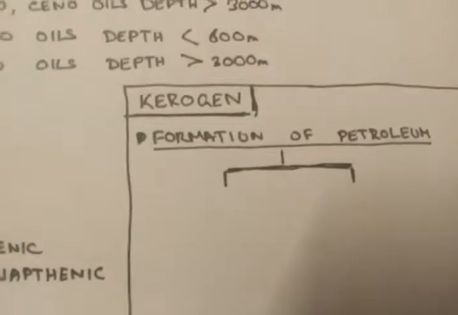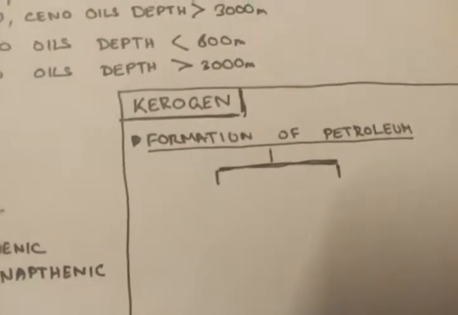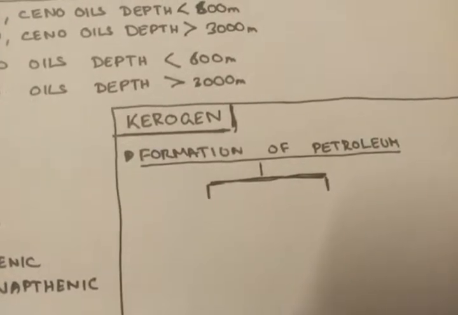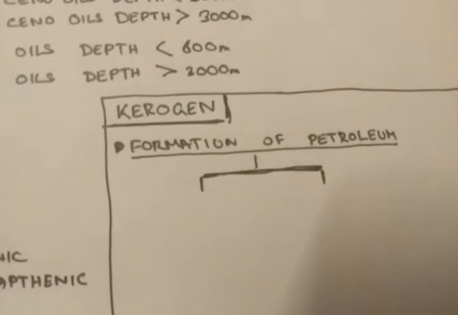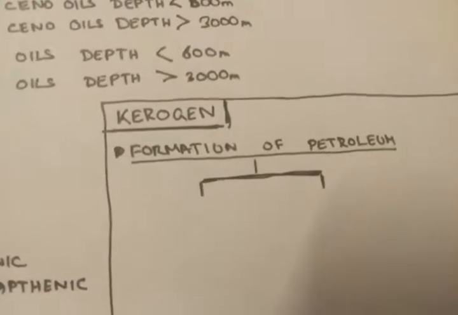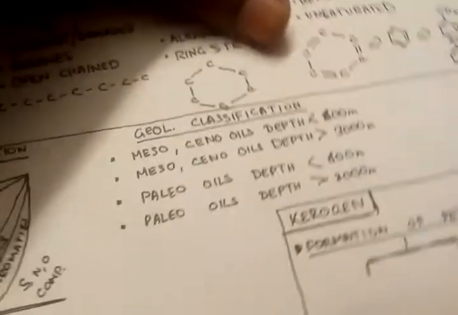We are also finding petroleum in igneous and metamorphic rocks in traces, but we are not really bothered about them because they are found very rarely and in trace amounts. Okay, so basically, there were two theories of formation of petroleum. The theories are somewhat like this.